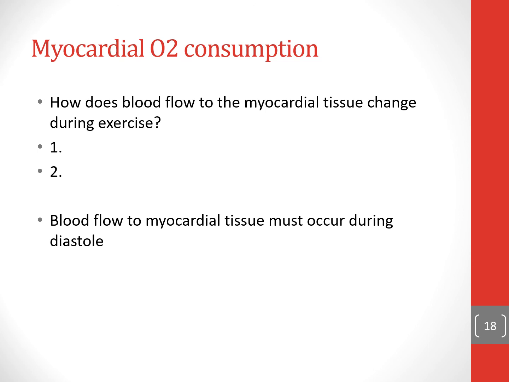So blood flow to the myocardial tissue must occur during diastole, when the heart is relaxing. When the heart contracts, think about it like squeezing your fists together. As we have this contraction, this is also going to compress the coronary arteries. So during relaxation, when everything spreads back out, that's when we need to deliver blood.